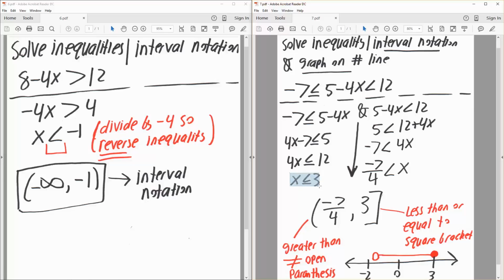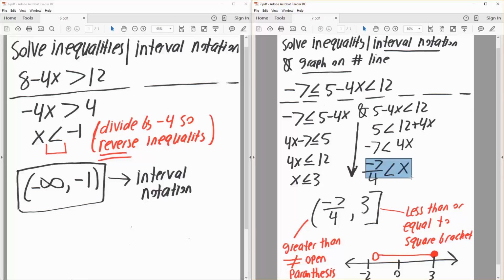So this is one thing. Now we do the other one. So 5 minus 4x is less than 12. If we add 4x, we would have 5 is less than 12 plus 4x. Next we subtract 12 from both sides. So minus 7 is less than 4x, and now we divide by 4. We're just dividing by a positive number, so we're not flipping the sign. So we would get x is greater than negative 7/4.